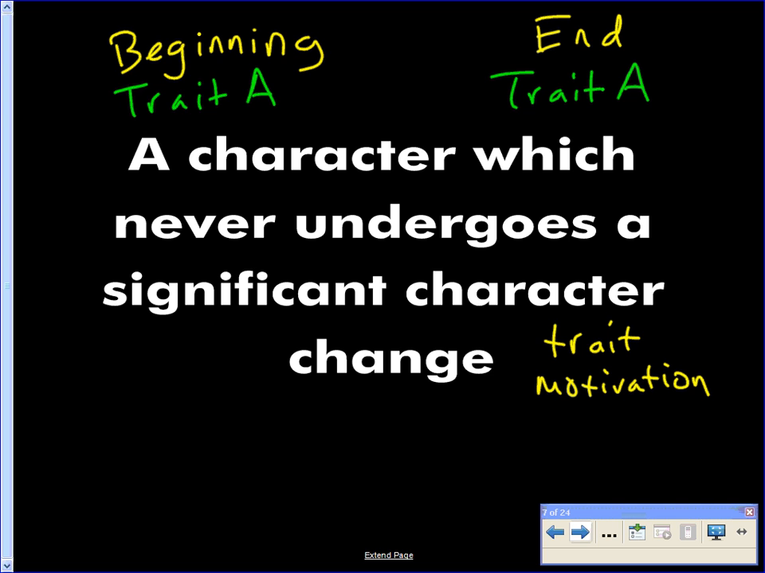Some students in the past have told me, well, that character dies. Isn't that a change? No. That's a biological change. We're not talking about biological. We're talking about character traits or motivations. Somebody want to give me an example, from a story, from something maybe we've read or other stories you're familiar with, of a character that really seems the same at the end as the beginning? Character never really changes. Exits the story the same type of person they entered.